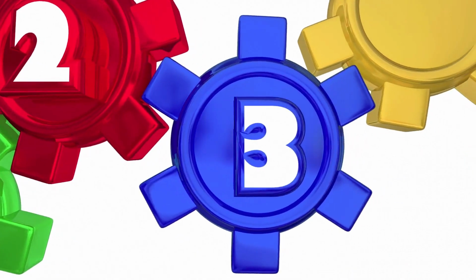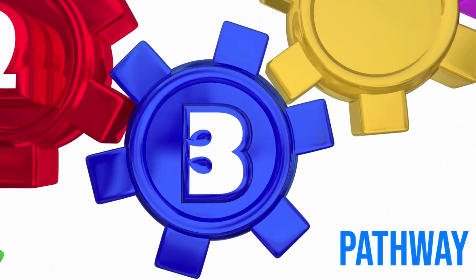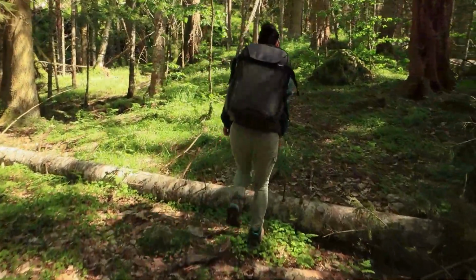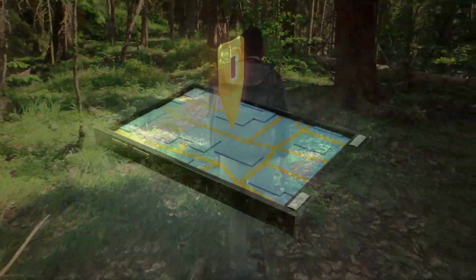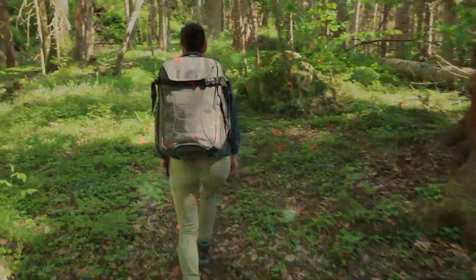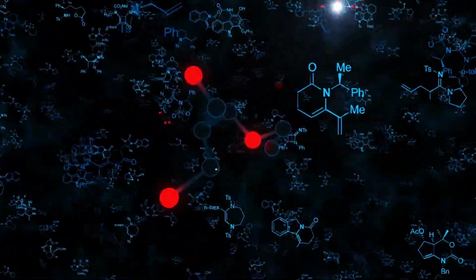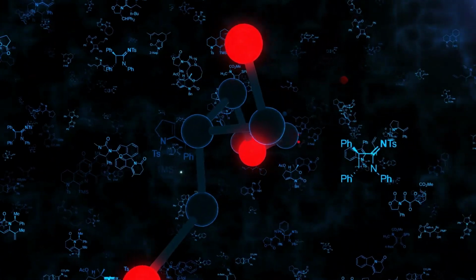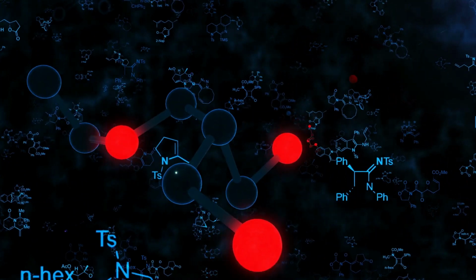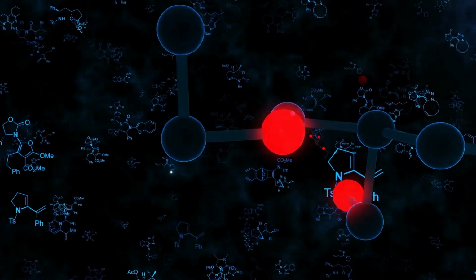Moving on to number 3, pathway. Similar to a pathway in the conventional sense that shows how to get from point A to point B, a pathway in biology shows the interactions between proteins and cellular machinery that lead to a specific outcome, such as a change in cellular behavior. But inside the cell, a pathway isn't really just a linear one-way street.